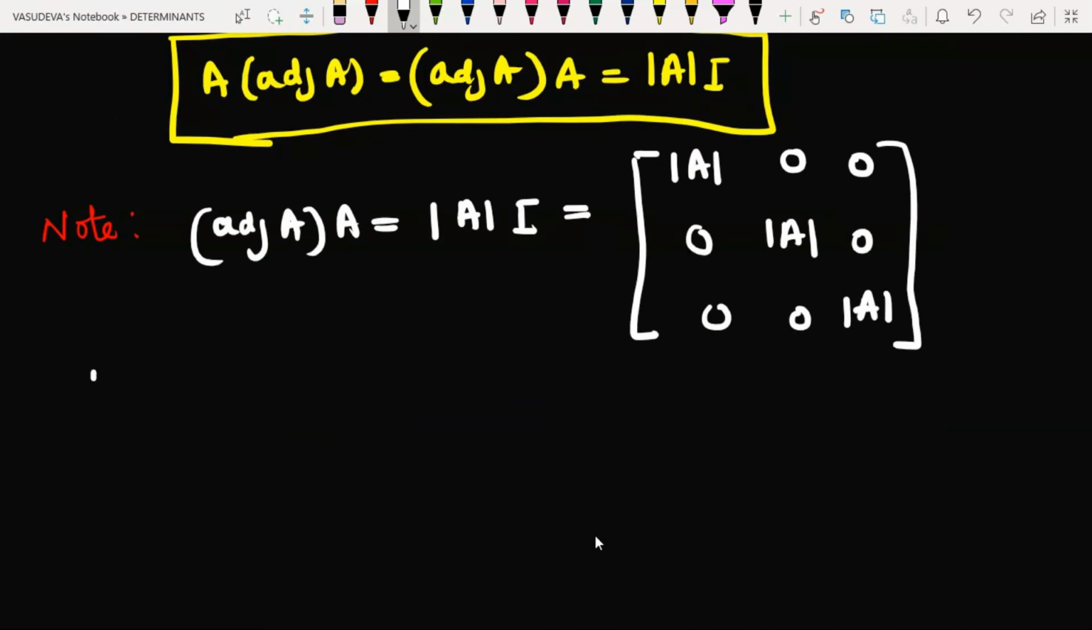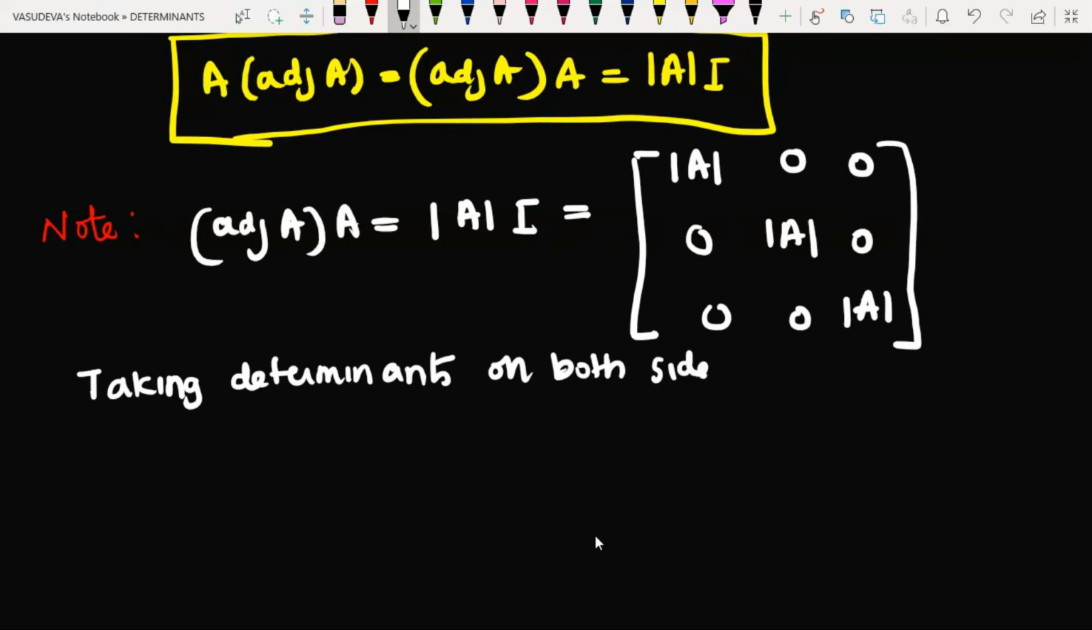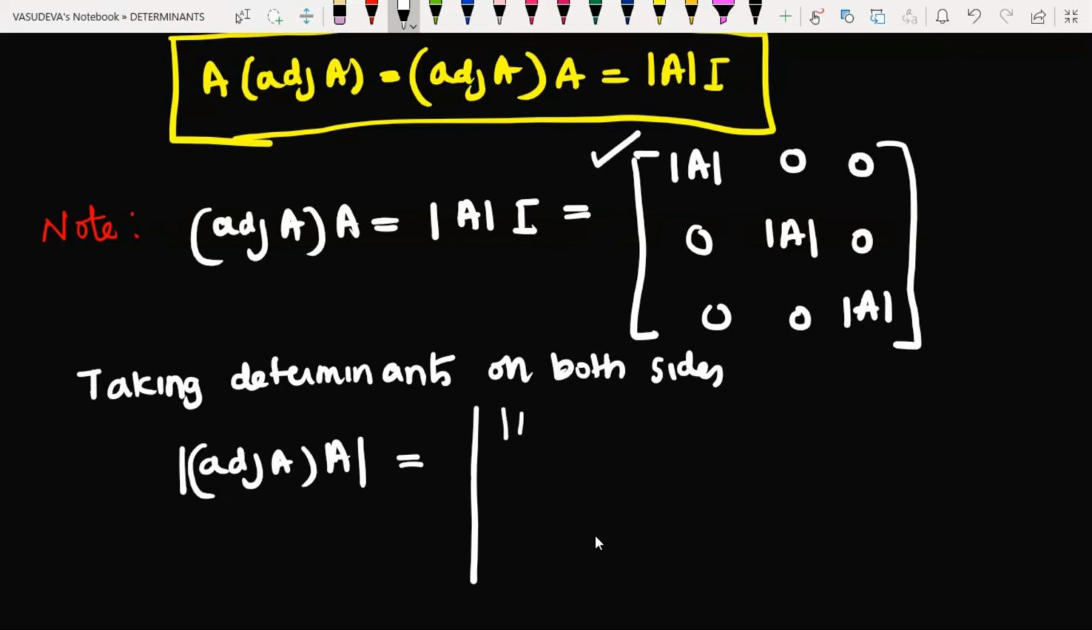Now taking the determinants on both sides. So this is adjoint of A into A is equal to determinant of, so we have to take the determinant of this matrix, that is determinant of A 0 0 0 determinant of A 0 0 0 determinant of A.